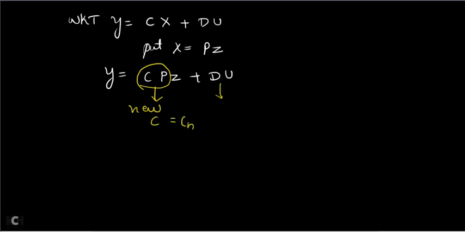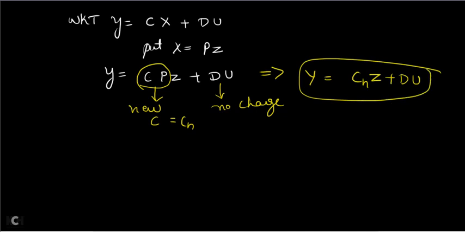Will the D change? No. No change. I did not get any P term present here. So whatever the D is for the previous value, before diagonalizing, the same D will remain after diagonalizing also. Now what is the new equation you got? y is equal to Cn z plus Du. In this state equation, wherever x was there, instead of x I have got z.